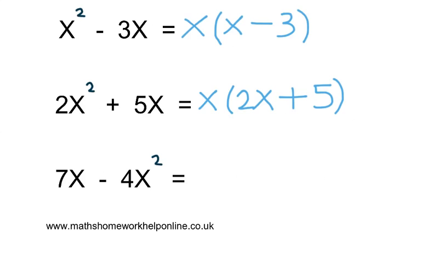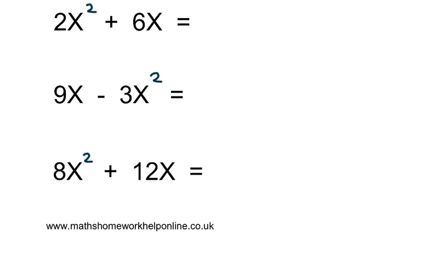And the last one, again, 7 and 4 don't go into each other, and there isn't a number that's common in both, so we can't really take any number outside of the brackets, but we can see that x is common in both, so we can take an x outside of the brackets. And inside we're left with, what do we times x by to get 7x? The answer is 7. Minus, what do we times x by to get 4x squared? So the 4 will just stay as it is, so 4. And the answer is x because we've still got one x left. So the full answer is x brackets 7 minus 4x close brackets.